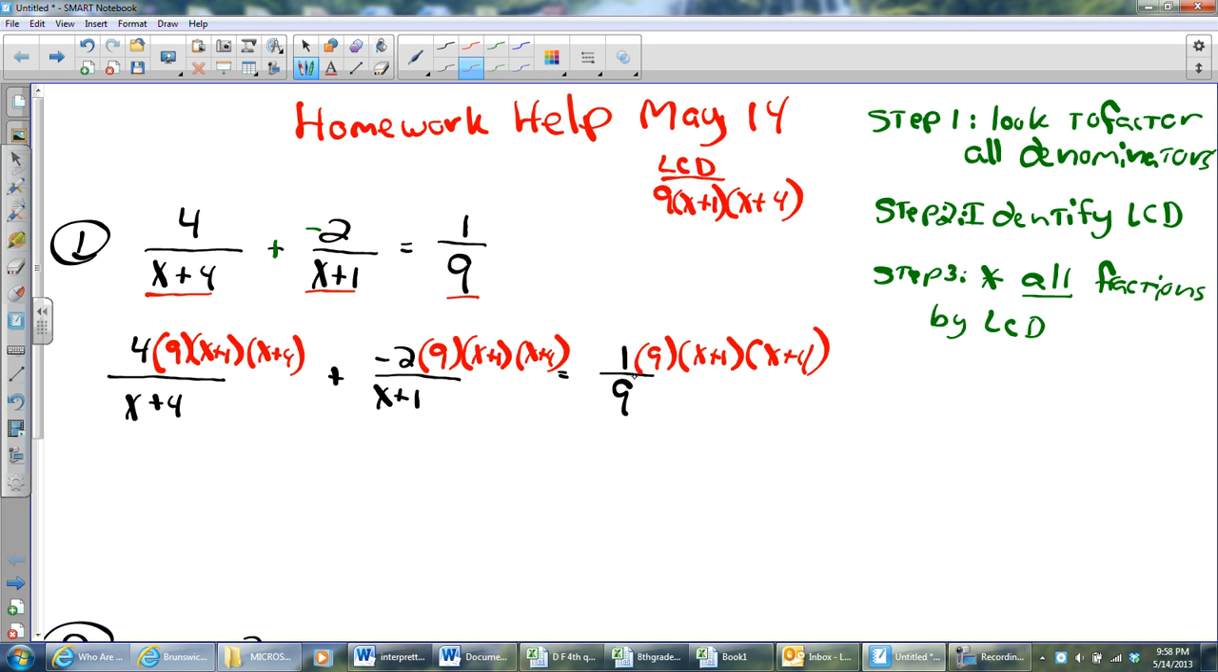Why am I going to do that? Because when I do that, all my fractions will disappear, and I'll make this an easier problem to deal with. It'll look like something I already know.